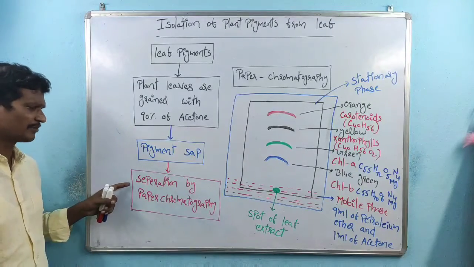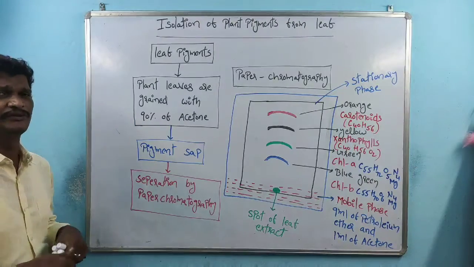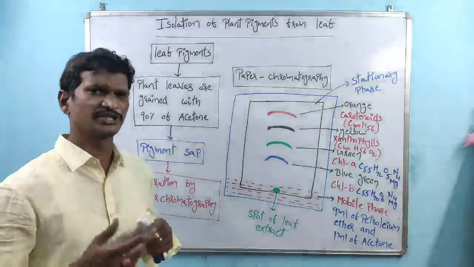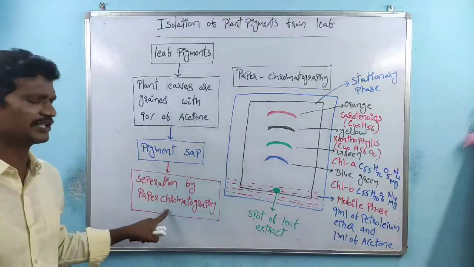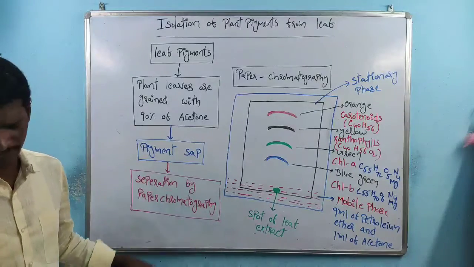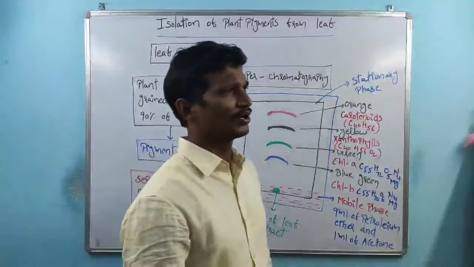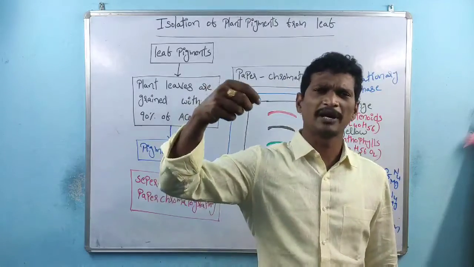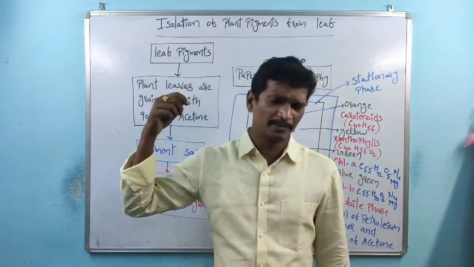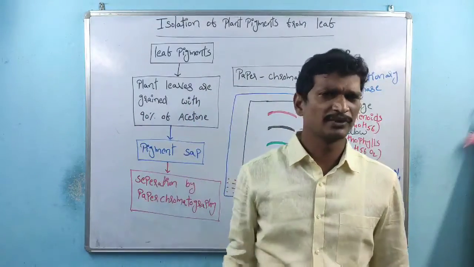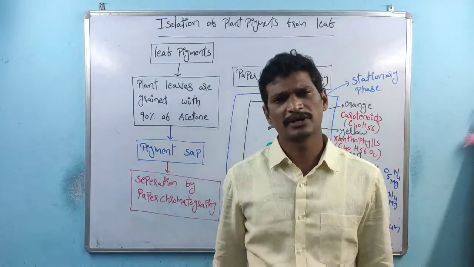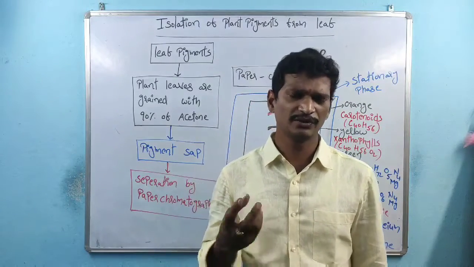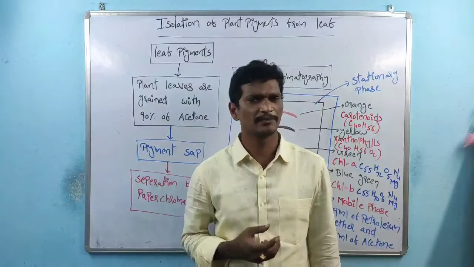We subject that pigment sap to the separation process, which is the paper chromatography technique. If we take one paper, in paper chromatography we do not use normal paper. We use Whatman number 1 filter paper, which is pure cellulose paper. That's the reason we use Whatman number 1 filter paper.